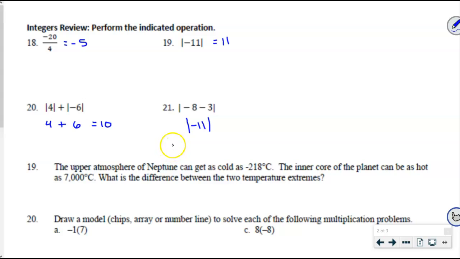Those were the mistakes that we saw on the quiz. And of course, we also know from our previous problem, number 19, that negative 11 is 11 away from 0. Please understand the difference between 20 and 21. That is going to come up again on your test.